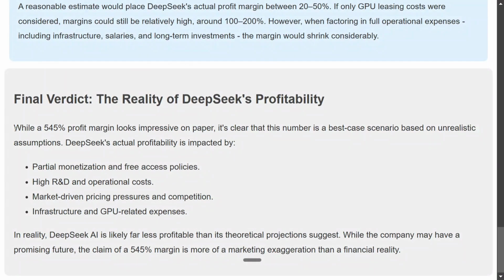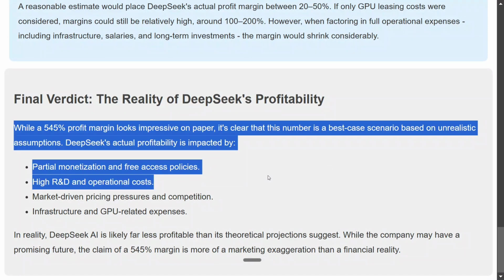So, just a final verdict: 545% is not the actual number. Don't get swayed by it. Multiple things go into building a business and running a service. It's not just a model and a GPU. I hope you now understand the whole dynamics and you don't get swayed by the other media articles. Thank you.